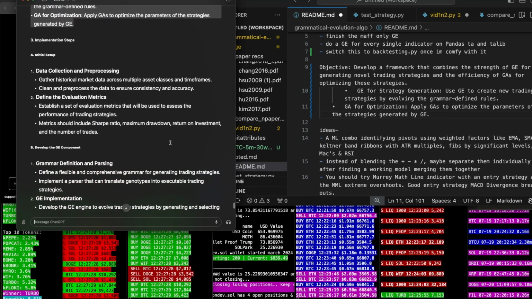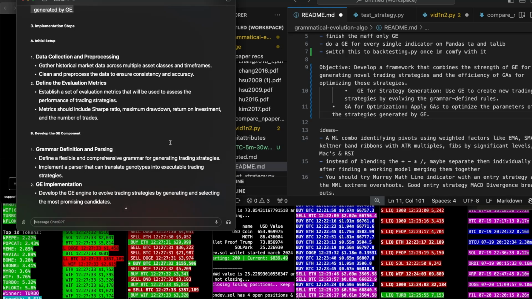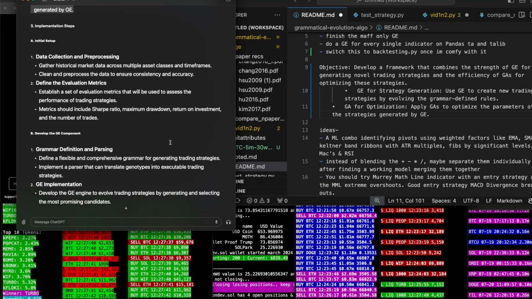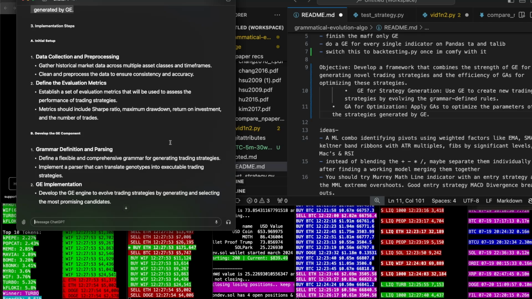Implementation steps, data collection and pre-processing. Gather historical market data across multiple asset classes and timeframes, clean and pre-process the data to ensure consistency and accuracy. Define the evaluation metrics. Establish a set of evaluation metrics that will be used to assess performance of trading strategies. Metrics include Sharpe ratio, maximum drawdown, return on investment, and number of trades.